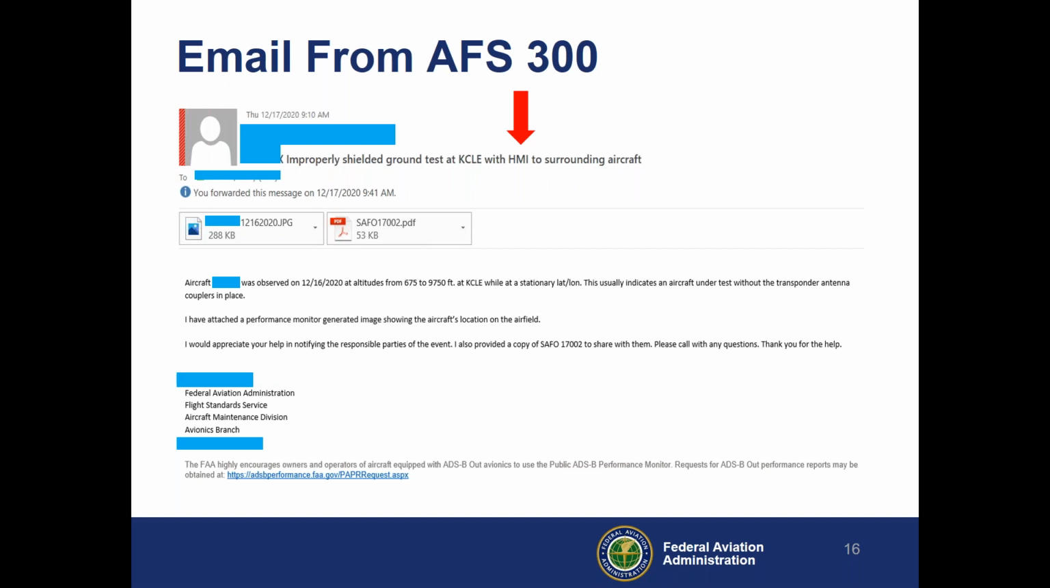And they basically tell you that the aircraft was observed at varying altitudes at a stationary latitude and longitude. And once the principal inspector receives this email, they contact the aircraft operator, if it's a 135 or if it's a 91 owner. They try to track down who's responsible for the maintenance on the aircraft. And in case you're wondering, HMI means hazardously misleading information.